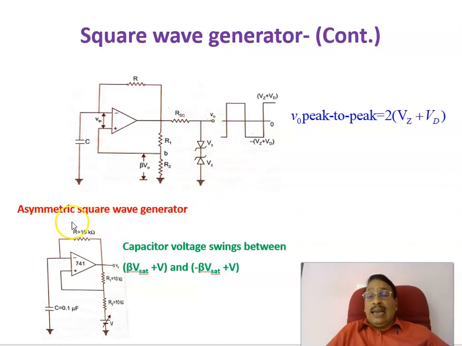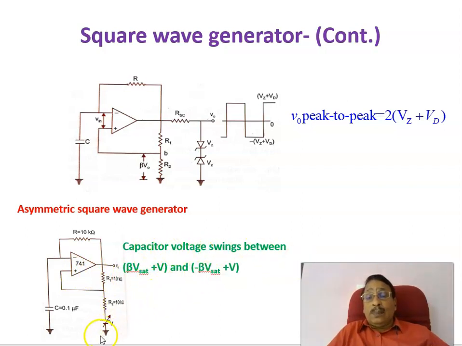And the asymmetrical square wave generator means, in this case you are getting on period the same as off period. Whatever we have already explained, on period is equal to off period. But if you want to change the on period and off period, rather than connecting this point to ground, you can connect a reference voltage at this terminal, so that the voltage magnitude can be changed, and the capacitor voltage swings between different levels.